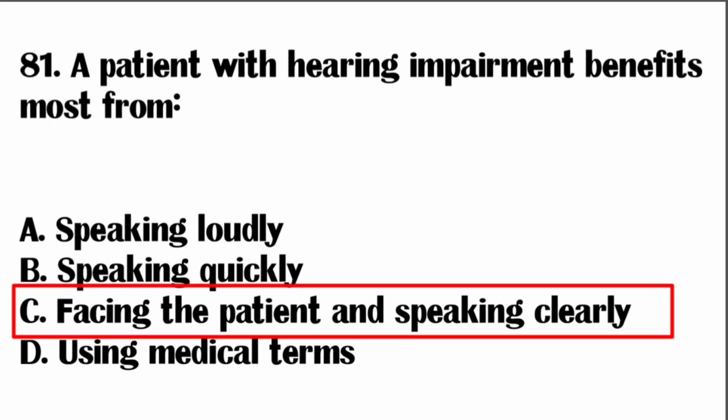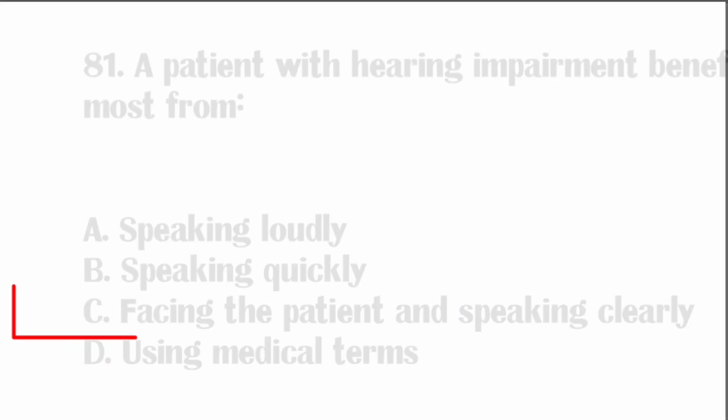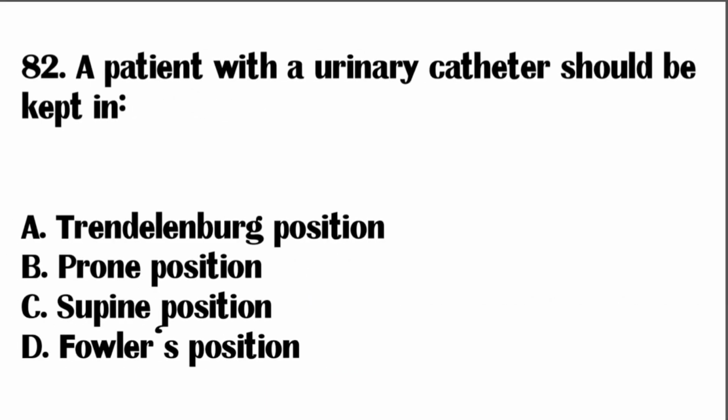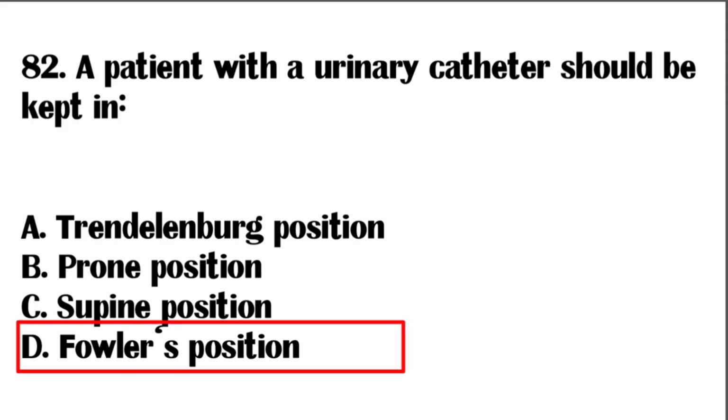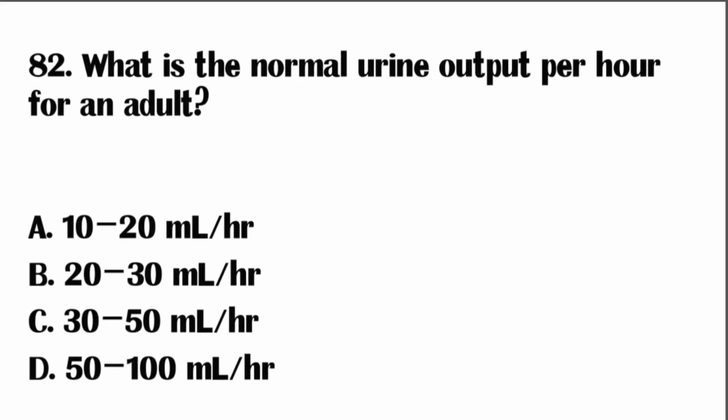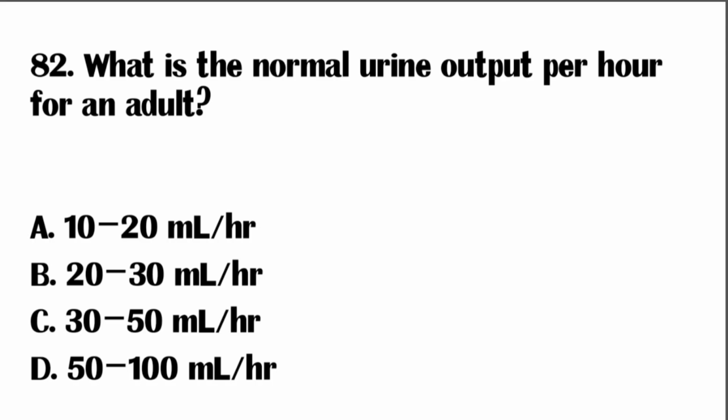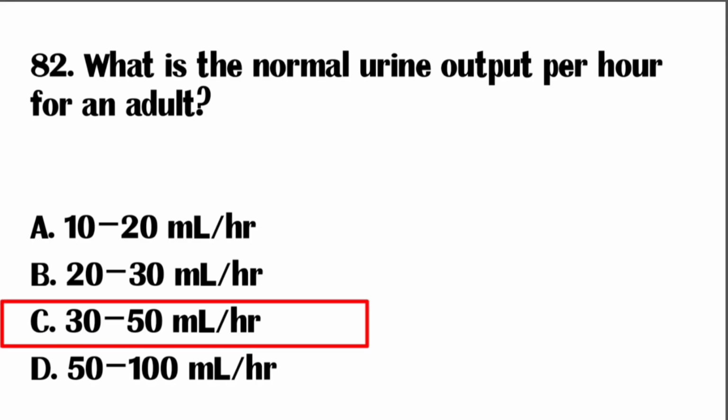Next question. A patient with hearing impairment benefits most from? Correct answer: facing the patient and speaking clearly. Next question. A patient with a urinary catheter should be kept in? Correct answer: Fowler position. Next question. What is the normal urine output per hour for an adult? Correct answer: 30 to 50 ml per hour.